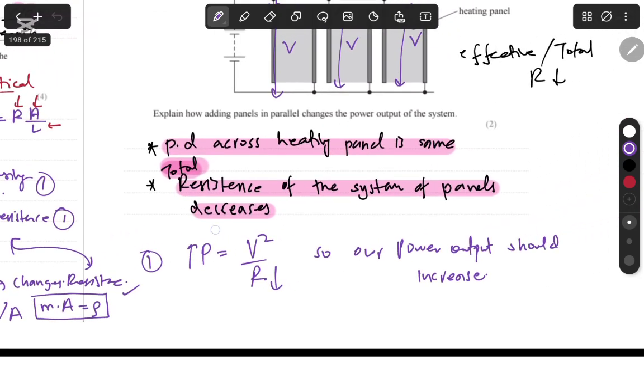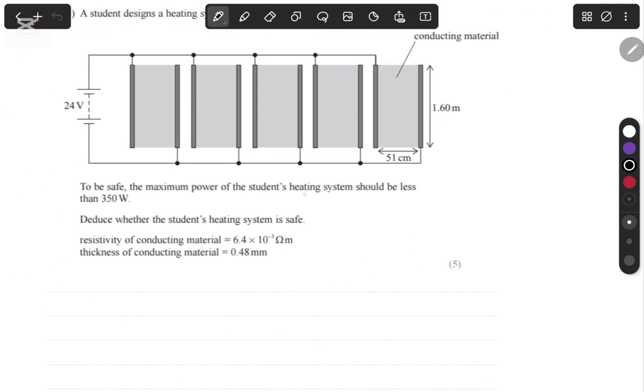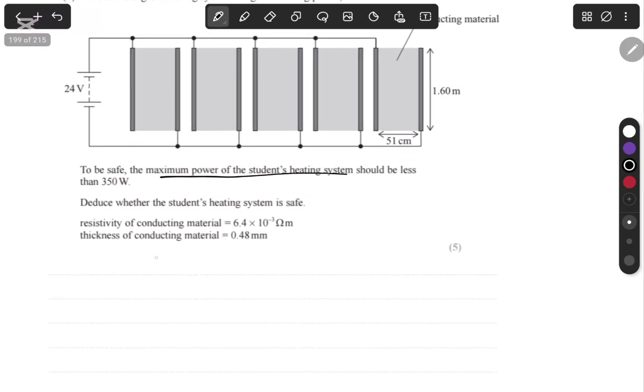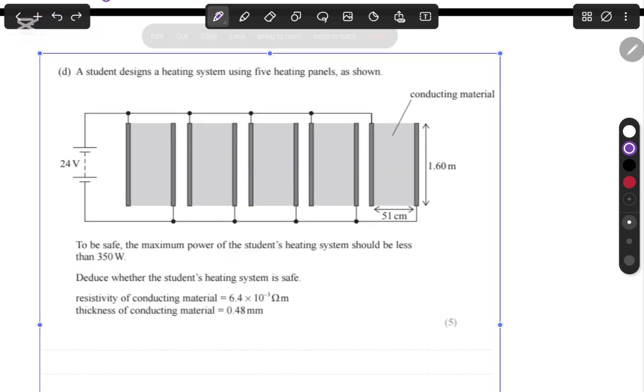So previous question, we used this formula to find the power output. And then here also it's talking about the maximum power. It's talking about the power output, right? And we have to see if the power output is greater than this or less than this and compare. So I can just use the formula P is equal to V squared over the total resistance. So I want to find the total resistance of all of these.